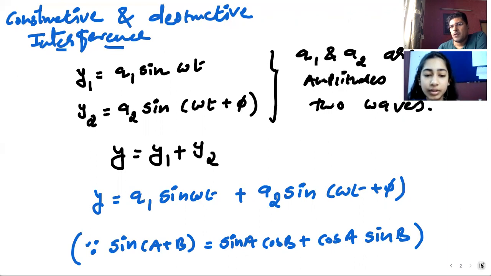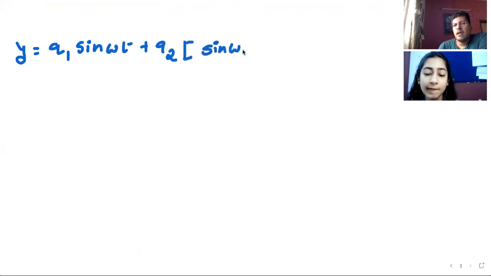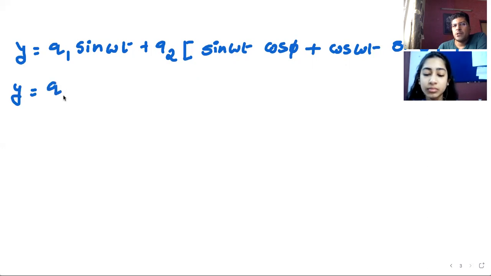Okay, so I'm mentioning here y1 equals a1 sin omega t, and small a2 is unaffected. Now I have a2 sin omega t cos phi plus cos omega t sin phi. So what I'm doing is that first of all a2 is multiplied individually.